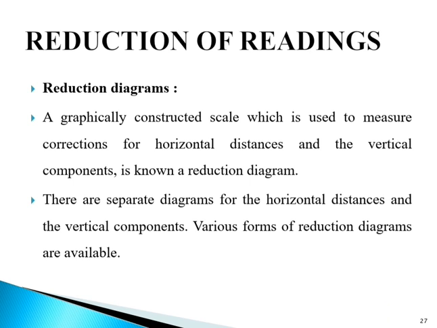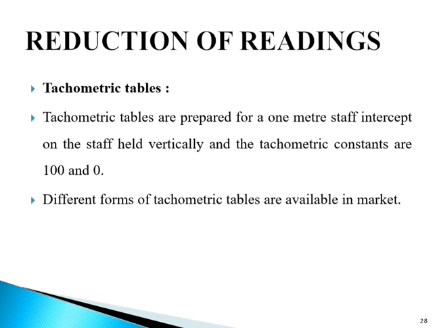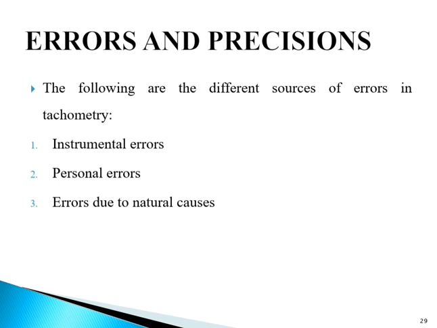Various forms of reduction diagrams are available. And if we talk about tachometric tables, they are preferred for 1 meter staff intercept on the staff held vertically, and the tachometric constants are 100 and 0. Different forms of tachometric tables are available in the market. Next is errors and precision.